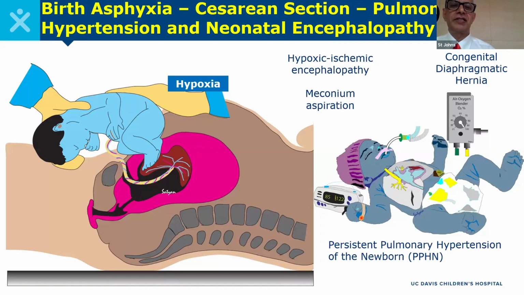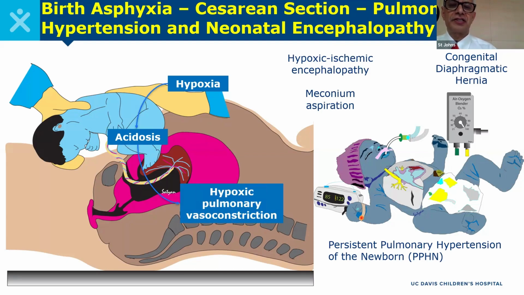The problem with PPHN is that when you undergo asphyxia, you develop hypoxia. When you develop hypoxia, you tend to develop acidosis. When you develop acidosis, you tend to cause hypoxic pulmonary vasoconstriction. That in turn leads to reduced pulmonary blood flow. If the pulmonary blood flow is low, you tend to have more hypoxia. This is a vicious cycle in PPHN that tends to get worse and worse. And to break this cycle, you really need to give a lot of oxygen or use agents such as inhaled nitric oxide to break this cycle.